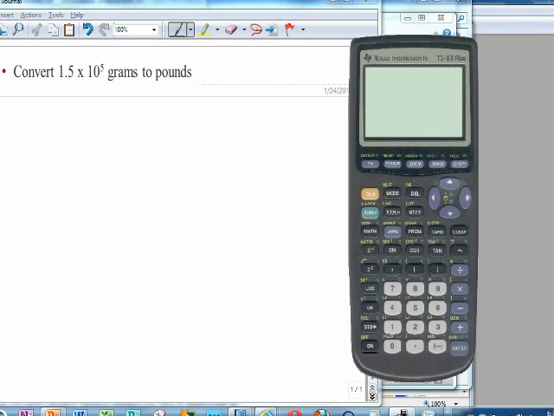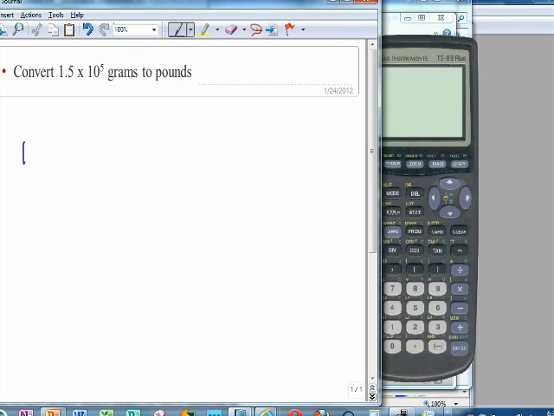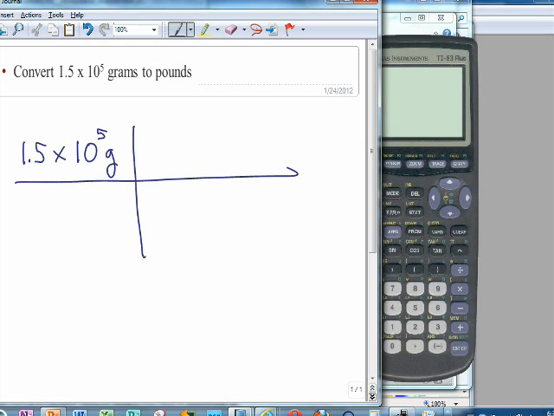Let's convert 1.5 times 10 to the 5th grams to pounds. So we'll write, and you guys should try this while I'm doing it. Try it, stop the tape, then come back and see how you did. 1.5 times 10 to the 5th grams. So that goes on top. Now there's different ways we can do it. We can do it with one conversion factor, or we can do it with a couple conversion factors. Let's just try it with one conversion factor right now.